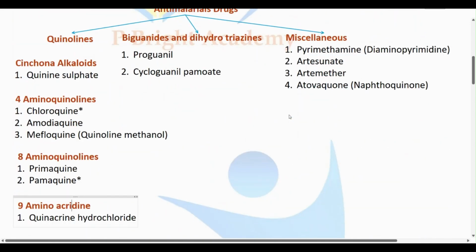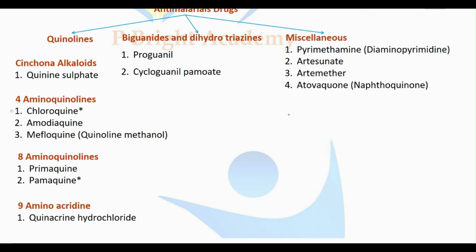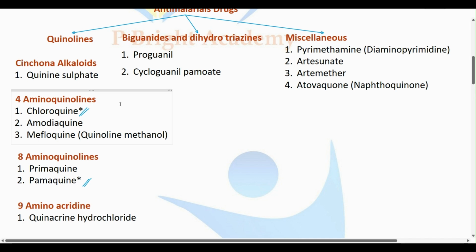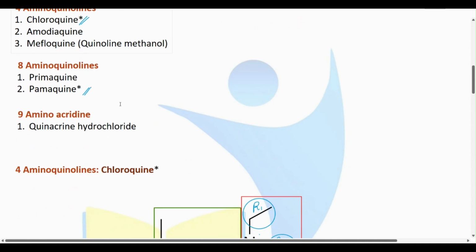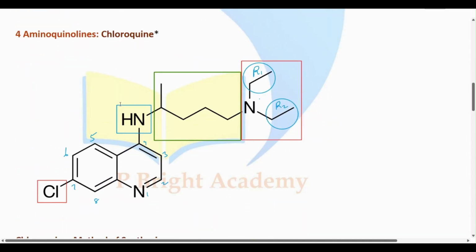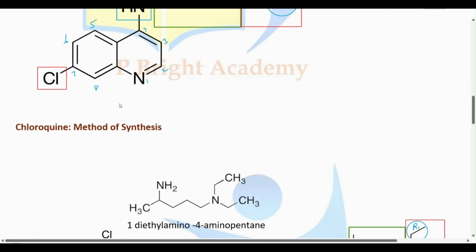We have already seen the classification of anti-malarial drugs, and here you can see that there is a star mark for two drugs. One is coming under 4-aminoquinoline and the other is coming under 8-aminoquinoline, right? So under 4-aminoquinoline, you have to learn the synthesis of chloroquine, and under 8-aminoquinoline, we have to learn the synthesis of pamaquine. So we'll see first the synthesis of chloroquine. We have already seen the structure of chloroquine, and we'll see how it is synthesized.